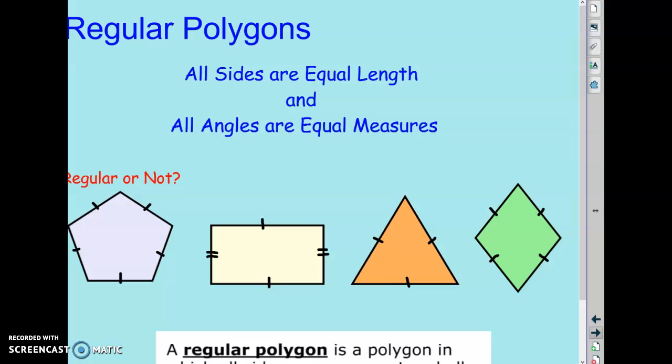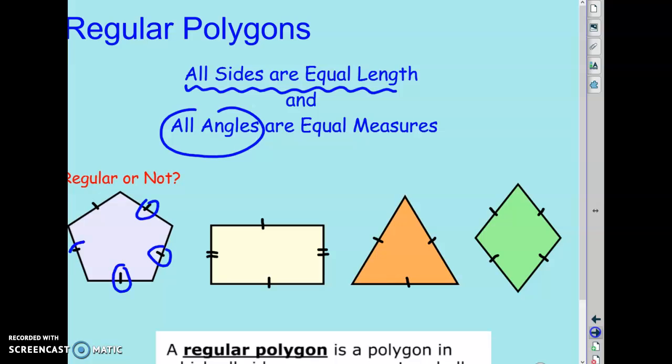A regular polygon is going to have all sides the same, or all sides congruent, and all angles also congruent. The way we tell that things are congruent is these little tick marks. They're symbols that tell us they're all the same size. So for that first one, it would be a regular pentagon because it has 5 sides and all sides are the same.